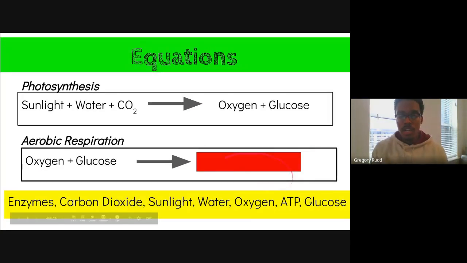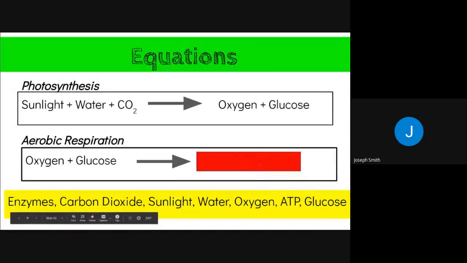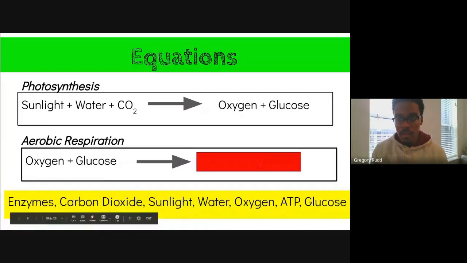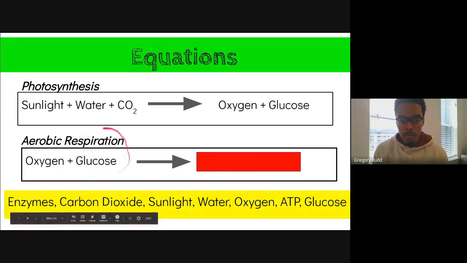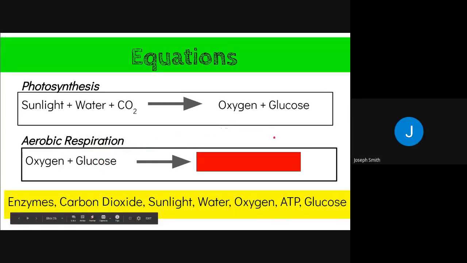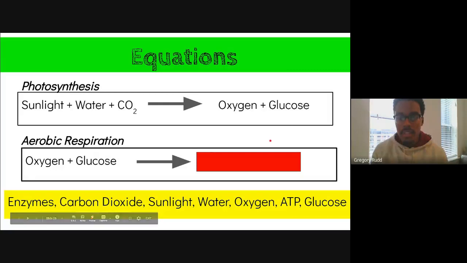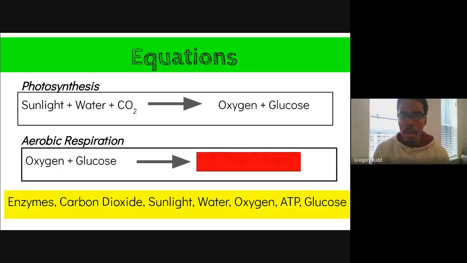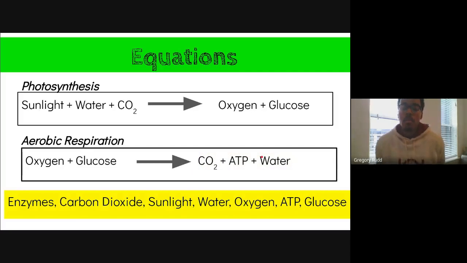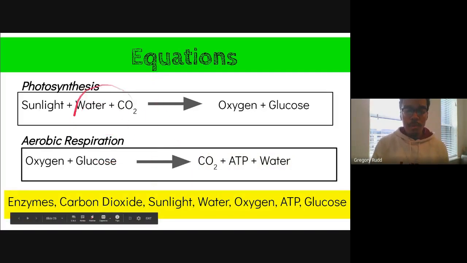So what goes over here? ATP. ATP is the most important one. What else? Not glucose, we already have that. Carbon dioxide, and one more thing. Water. Good. So the enzymes are used in both. We use enzymes for both of these reactions to speed them up.